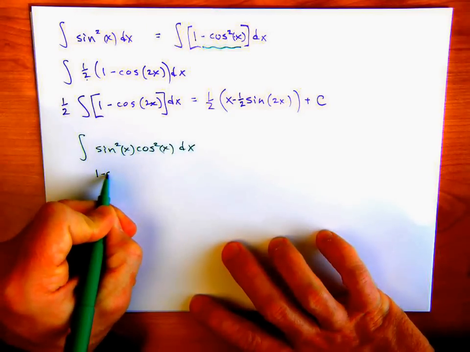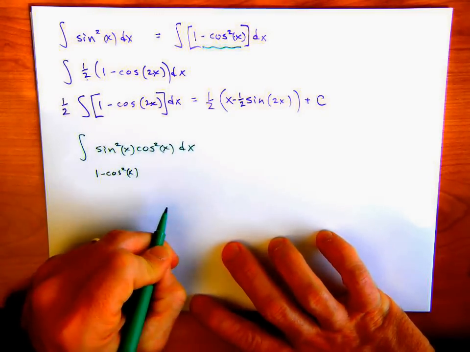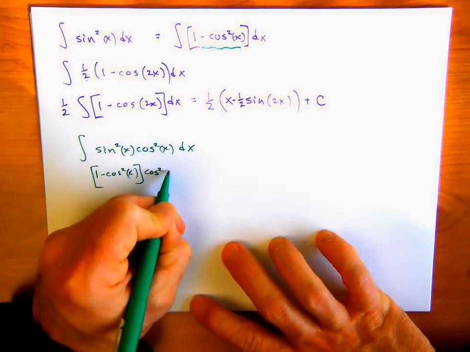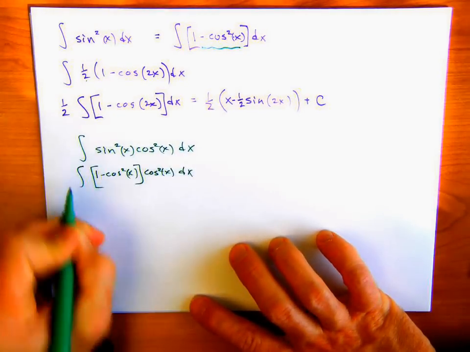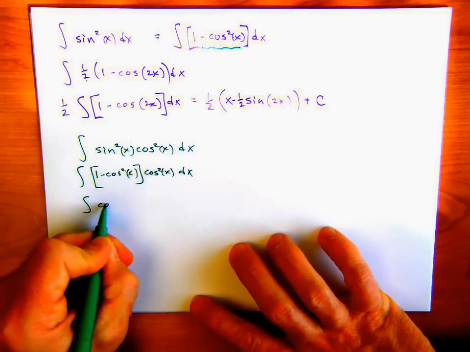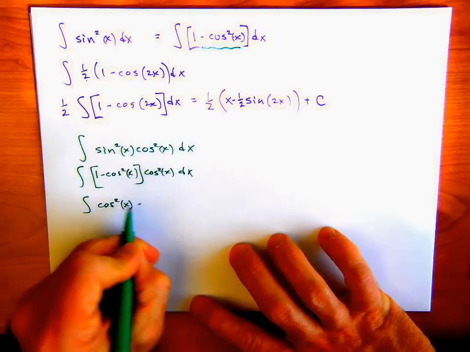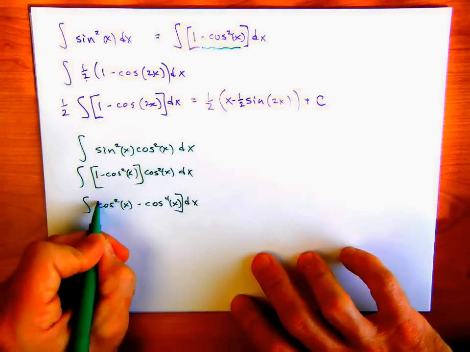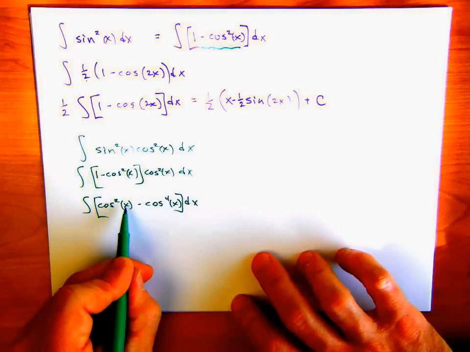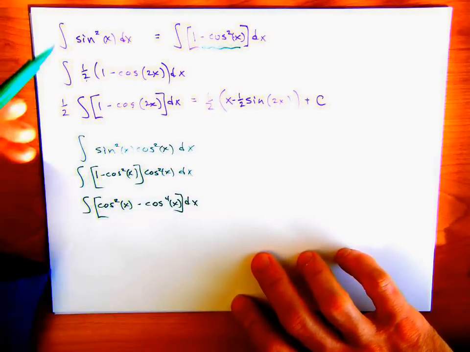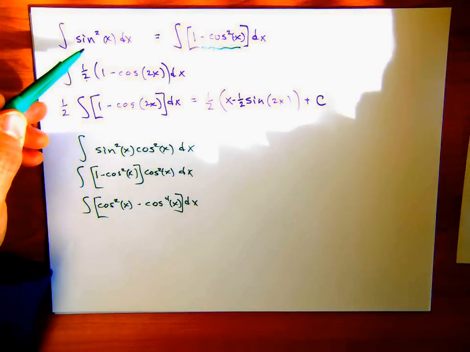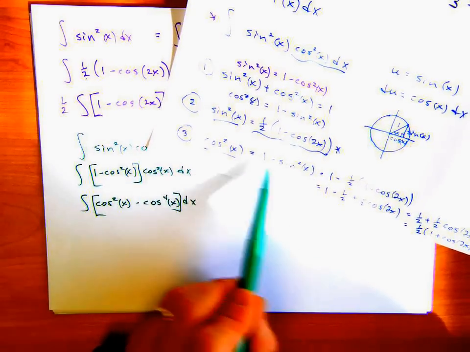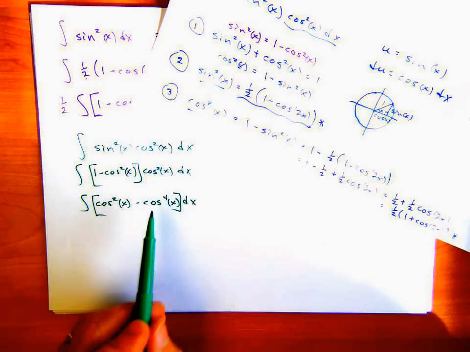If we put in 1 minus cosine squared of x, and then times cosine squared of x, and we can distribute. So now we have cosine squared of x minus cosine to the 4th of x dx. All right, and we know how to handle the cosine squared, right? I mean, basically we could do it just like this, but instead of using this identity for sine squared, we could use this one right here for cosine squared. But we also have a cosine to the 4th.